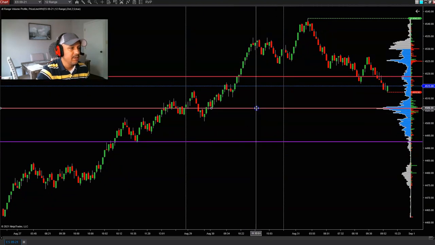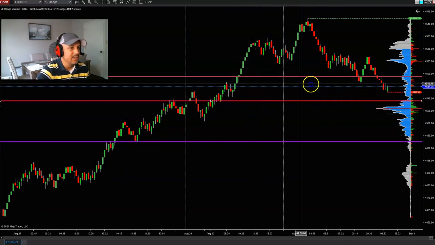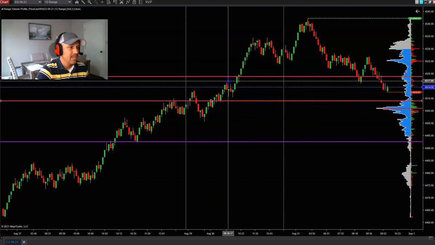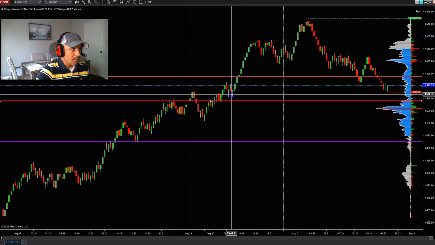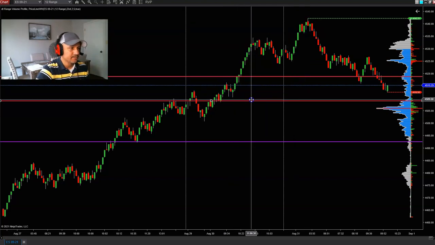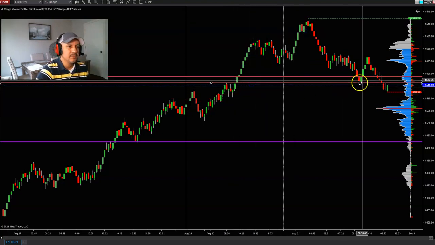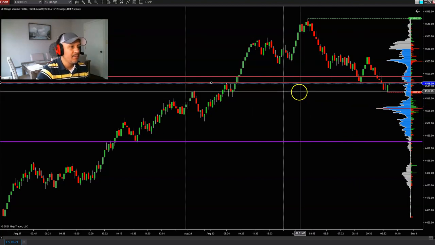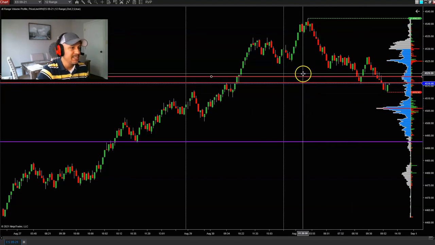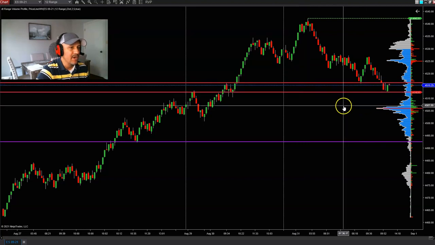Let's see. Price came down to this area right here and bounced. There was a swing high right here. Price pulled back and pushed higher. It bounced right here, and that was at 8:40 this morning. Price is pushing a little lower. It is testing, it looks like, this level right here.